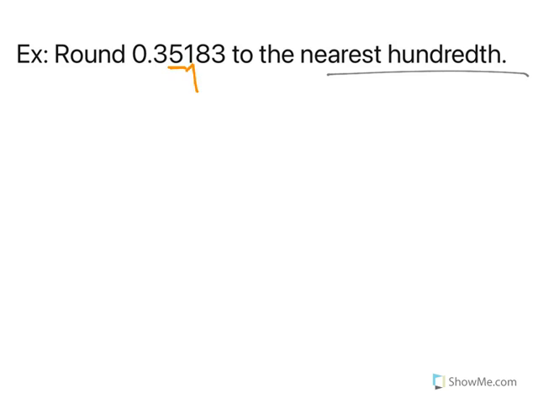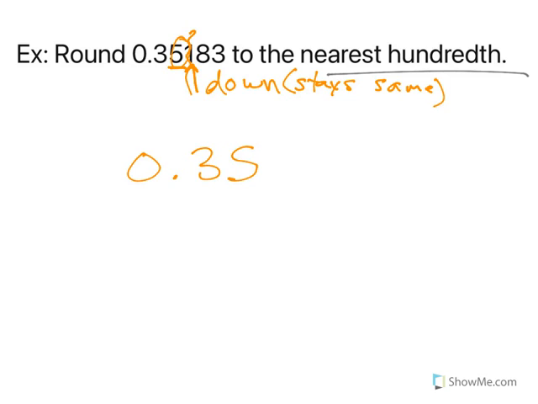So I'm looking at the 1. And that 1 tells me to round down, which means my number stays the same. So the 5 is not going to change, but because I'm rounding, my final answer is just 35 hundredths, and that's it. So everything else just kind of drops off after you round.